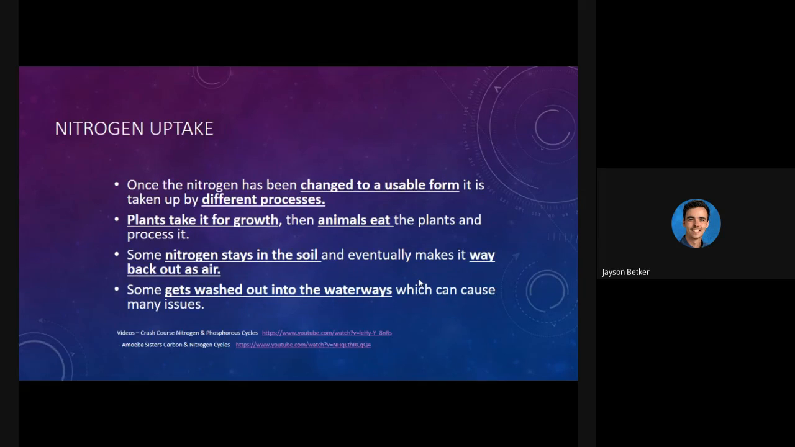Now, here's the thing, though, an excess of nitrogen, it's almost, the saying, too much of a good thing. Some nitrogen is always going to end up staying in that soil, and eventually it's going to make its way out as air, but not all of it's going to make its way out as air. Some of it's actually, before it can make its way back out as air, going to get washed into waterways. Now, having nitrogen in water is a good thing, but having too much nitrogen in water can actually be very dangerous.